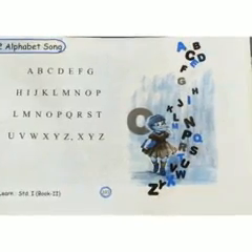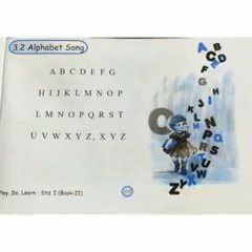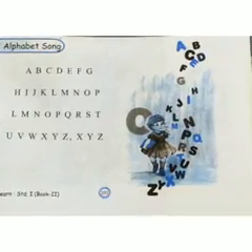A B C D E F G H I J K L M N O P L M N O P Q R S T.